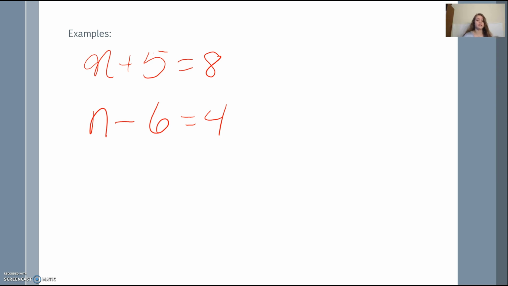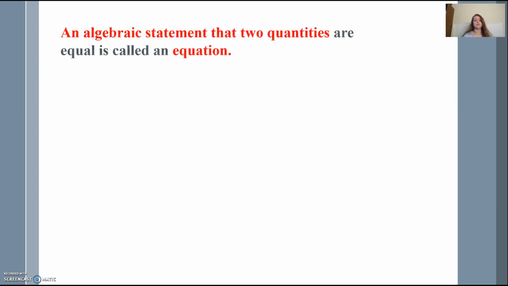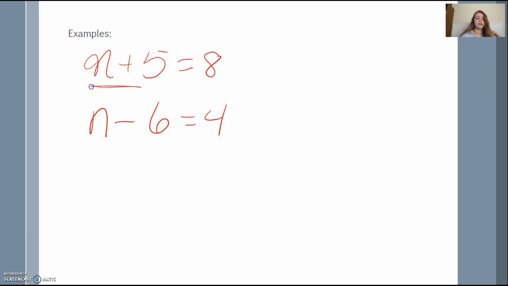An algebraic statement that 2 quantities are equal is called an equation. N plus 5 equals 8 and n minus 6 equals 4 are equations. The quantity on the left side of the equation, over here, is called the first member of the equation. The quantity on the right side is the second member.